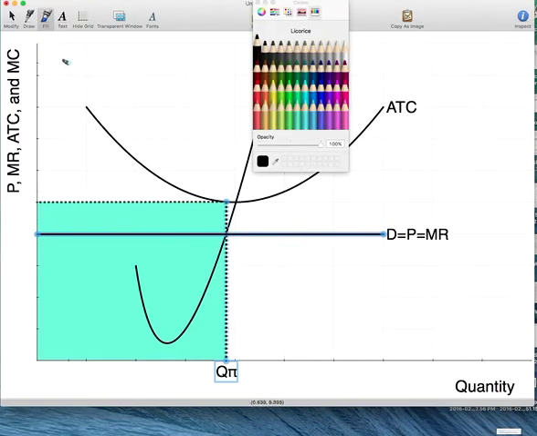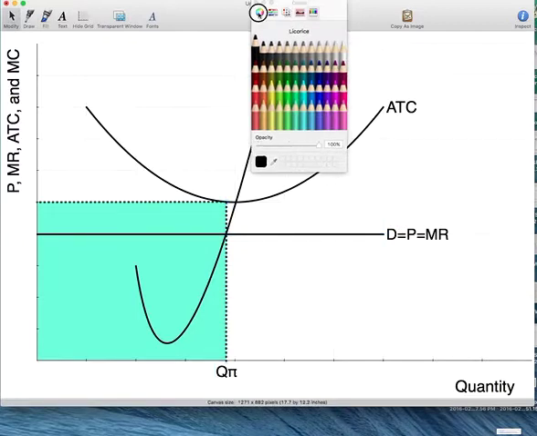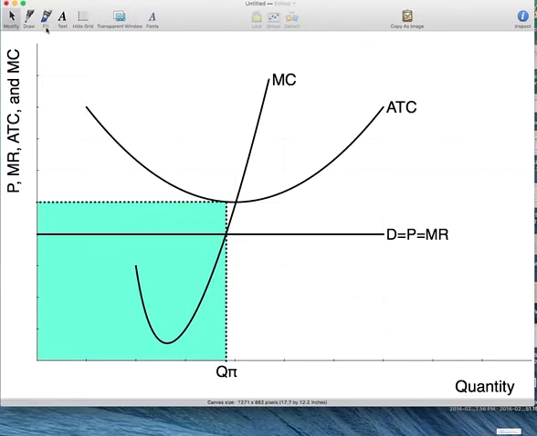Let me actually get out of this, move this out of the way here. So here we go. Let me change the color of that to something a little different. Let's make it gray. So this area here is total revenue. So total cost is this right here. This entire area here is total cost. The bottom part here is total revenue.